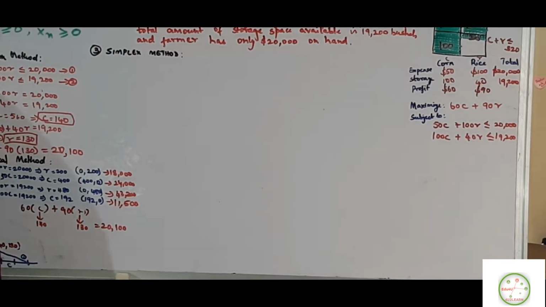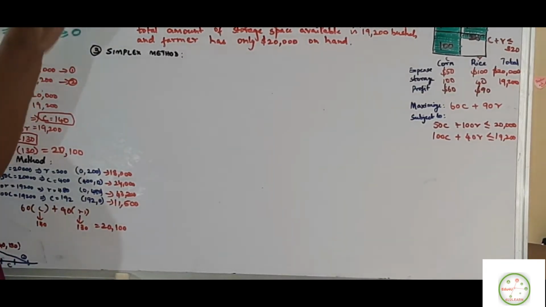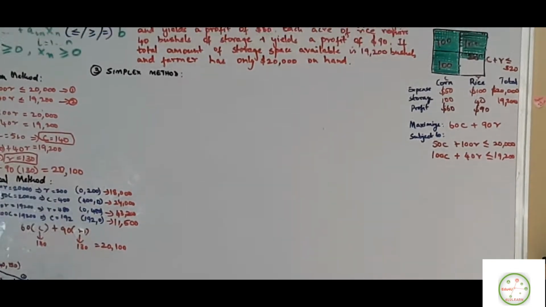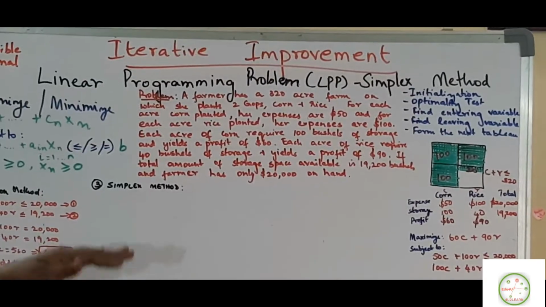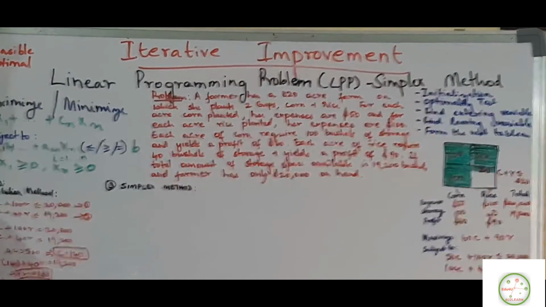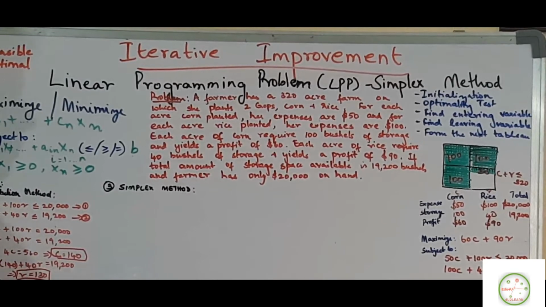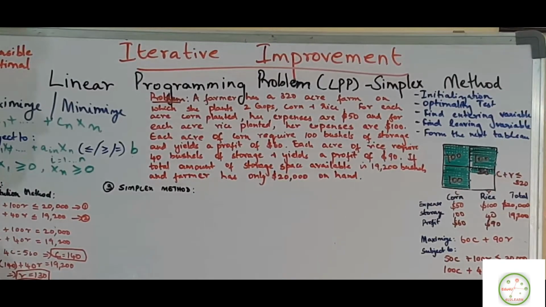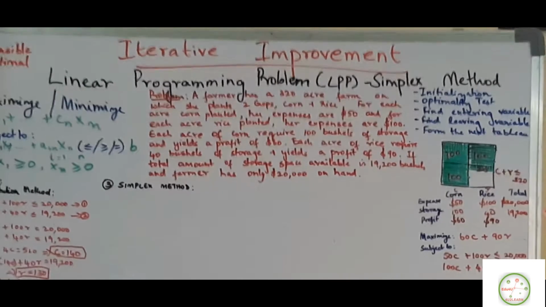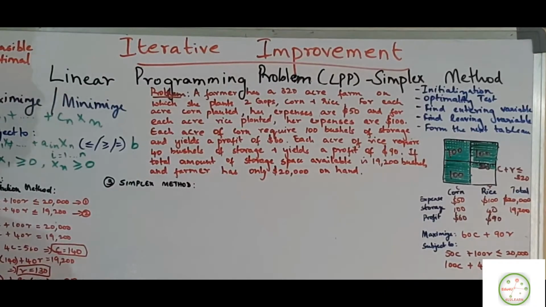So now we are moving on to the simplex method. This is under iterative improvement, so it is going to work under iteration. One iteration after another is going to take place and there is going to be improvement in the solution. Now these are the conventional and the graphical methods which we have already dealt with. Now let's look into how the simplex method is going to be solved.